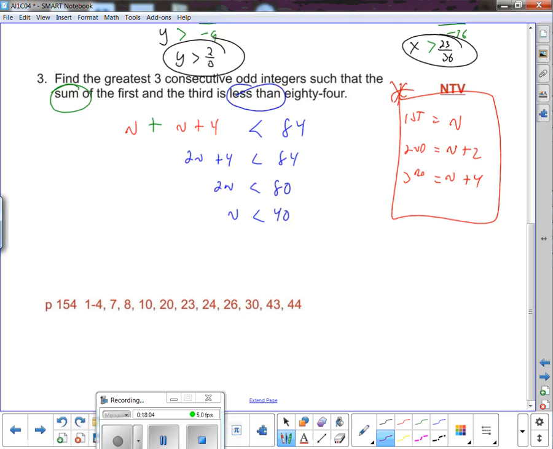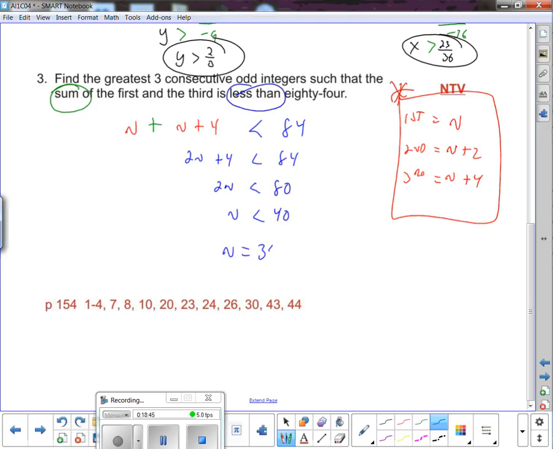It says find the greatest 3 consecutive odd integers. There's a lot of odd integers where the sum of the first and the third is less than 84. For example, is 1 an odd integer? Is 5 an odd integer? Is the sum of them less than 84? Yes. Would those be part of the answer technically? Yes, except it says we want the biggest ones. We want the biggest numbers where the first and the third is less than 84. So n has to be less than 40. So what can n equal?